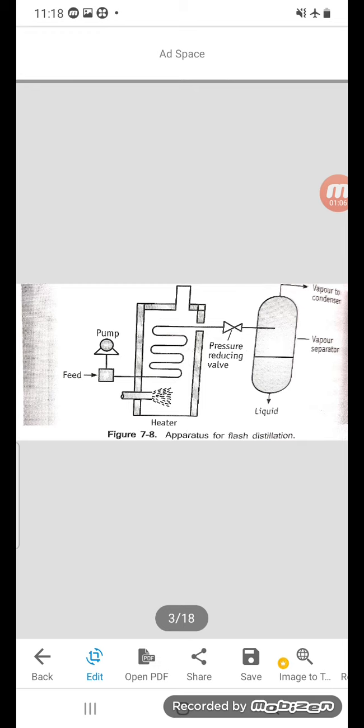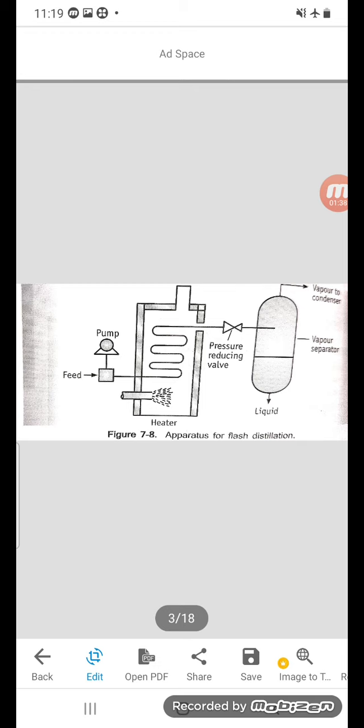Here is the feed mixture, there will be an inlet for the feed. It's connected to the pump. The pump is required for forcing the liquid to move from the higher pressure zone to the region of lower pressure zone. So you are placing the pump here, pumping the liquid to move. Here there is a heater for heating the coils. The liquid will enter these coils and go to the pressure reducing valve.